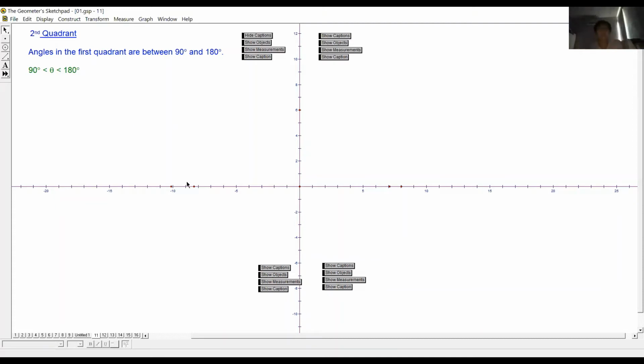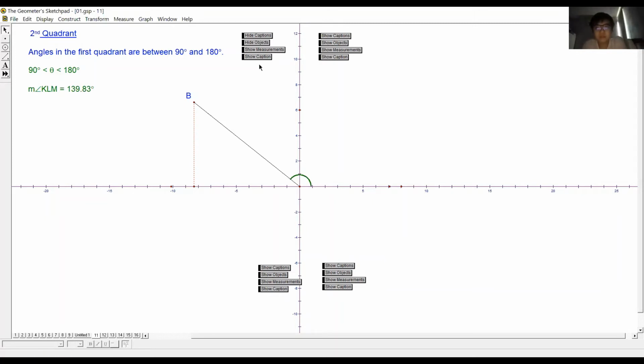Angles in the second quadrant are angles between 90 and 180 degrees. So let us look at one example of an angle in the second quadrant. We don't measure the angle this way. You see the green line here, it is used to represent the size of the angle in the second quadrant. So this is the size of the angle.